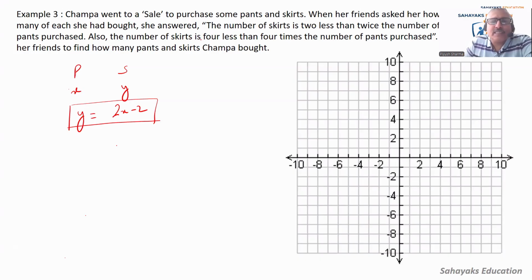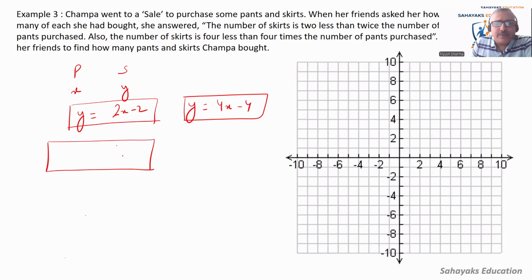Also, the number of skirts is 4 less than 4 times the number of pants. The second equation comes as y is equal to 4 times the pants minus 4, so y equals 4x minus 4. So these are two equations now. For these we'll make a graph again. There are multiple questions on graphs. We'll have a simpler method of doing it later on, but let's do it this way.